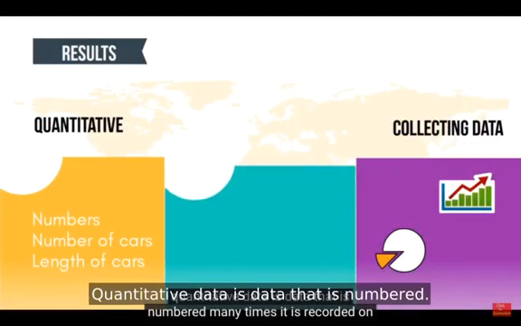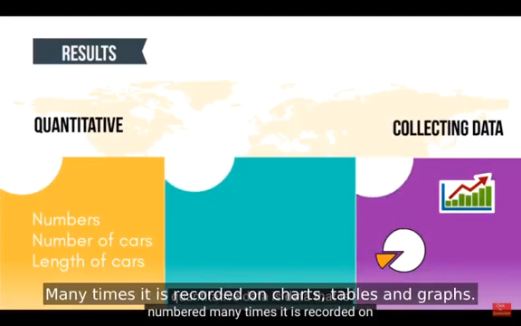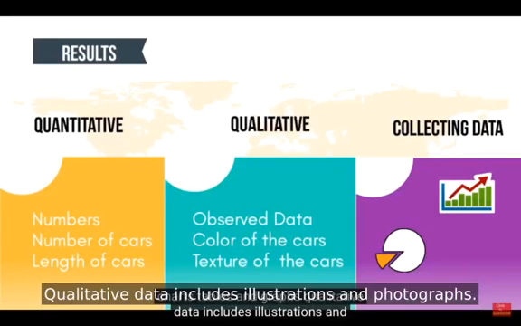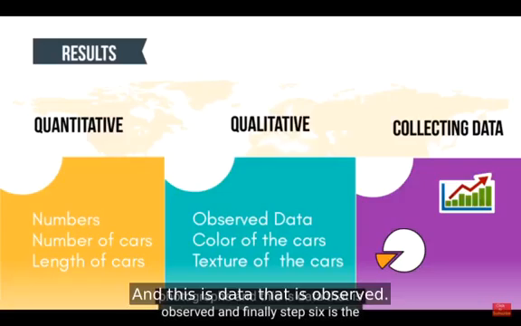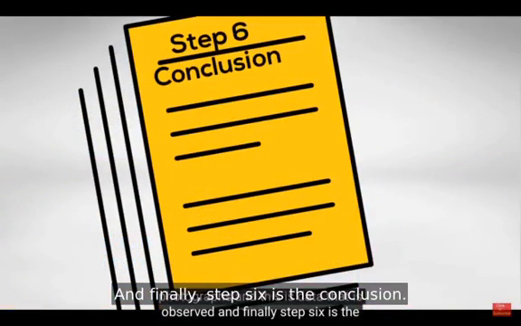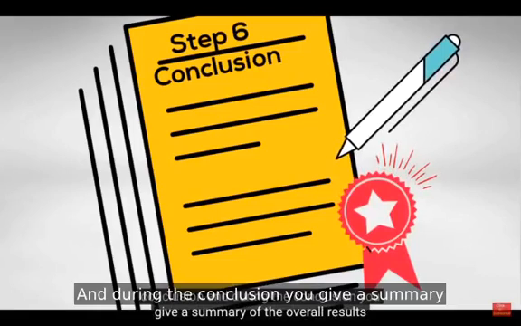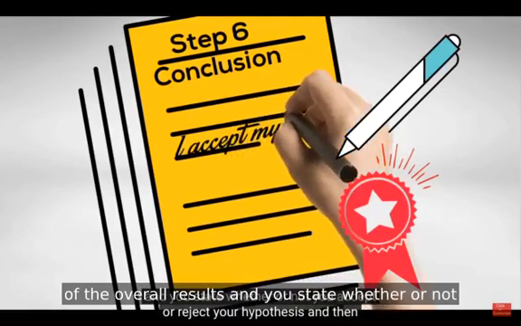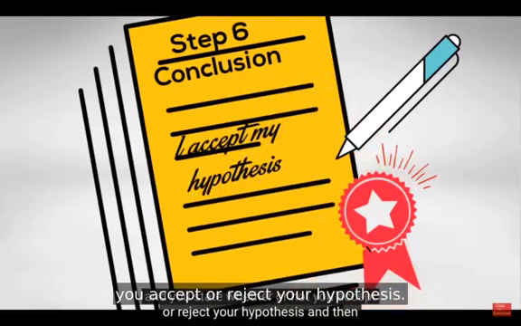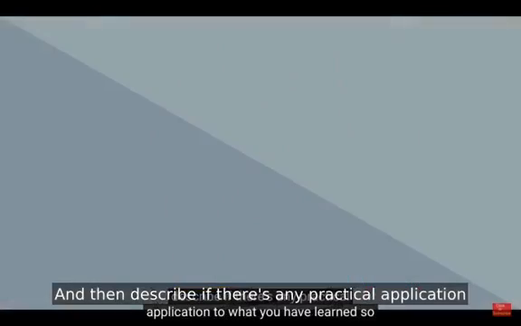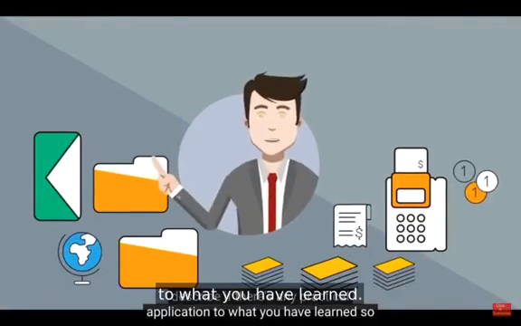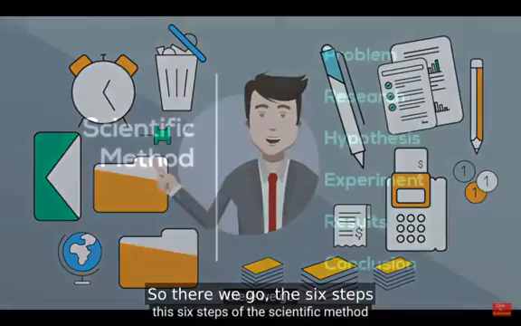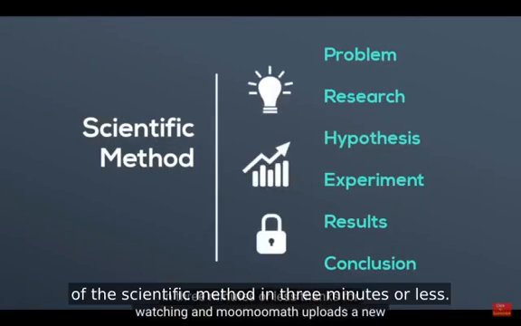Quantitative data is data that is numbered. Many times it is recorded on charts, tables, and graphs. Qualitative data includes illustrations and photographs, and this is data that is observed. And finally, step 6 is the conclusion, and during the conclusion you give a summary of the overall results, and you state whether or not you accept or reject your hypothesis, and then describe if there's any practical application to what you have learned. So there we go, the 6 steps of the scientific method in 3 minutes or less.